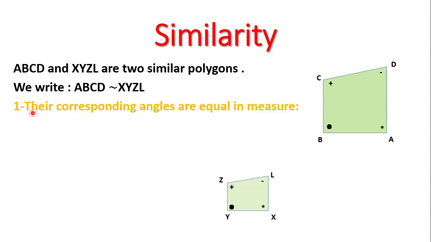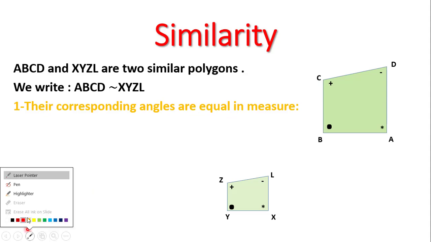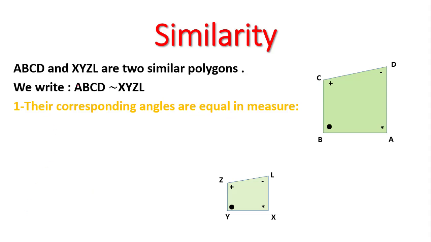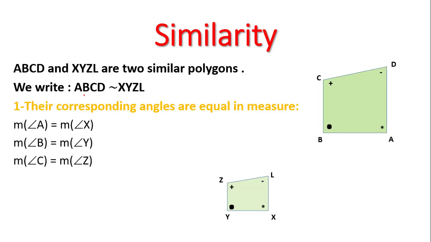The first condition to be similar is that their corresponding angles are equal in measure. Look here, we have corresponding angles: angle A and angle X. So the measure of angle A equals the measure of angle X. In the same way, the measure of angle B equals the measure of angle Y, the measure of angle C equals the measure of angle Z, and finally, the measure of angle D equals the measure of angle L. Okay, this is the first condition.